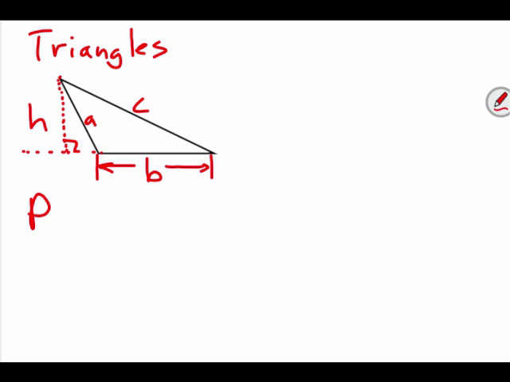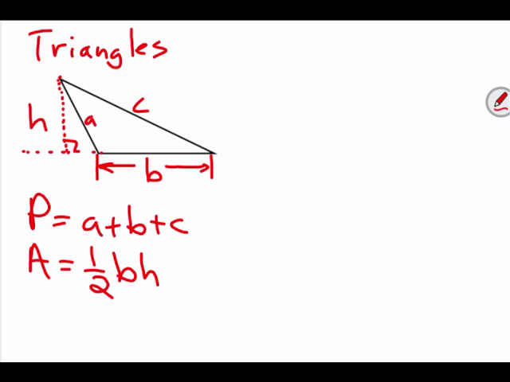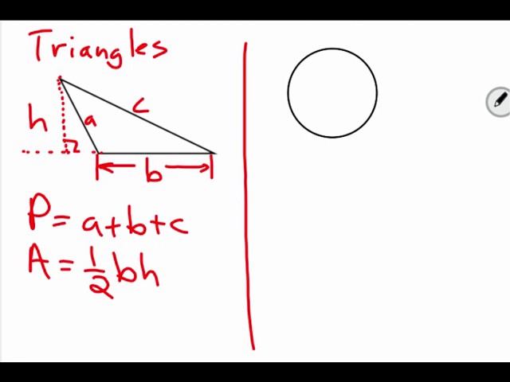And so the perimeter then would just be the sum of the side lengths, which would be A plus B plus C. The area would be 1/2 times the base times the altitude height. Okay, that's a pretty easy one. Let's do one more. Our friend, the circle.